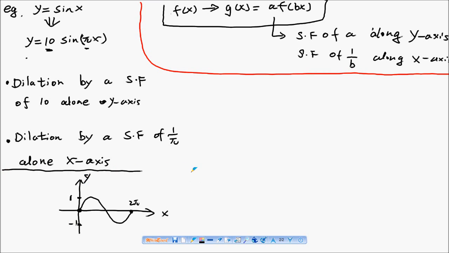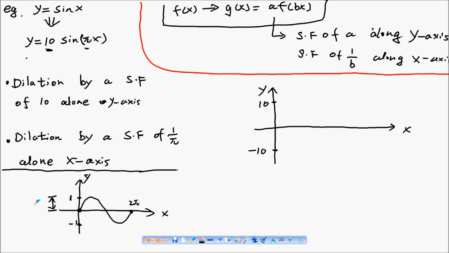Now, in the new graph, because there's a dilation by a scale factor of 10 along y-axis, the values in y-axis should be 10 times more. So my maximum value becomes 10, and my minimum value becomes -10. In other words, the amplitude of the sine wave changed, and we call this the amplitude.